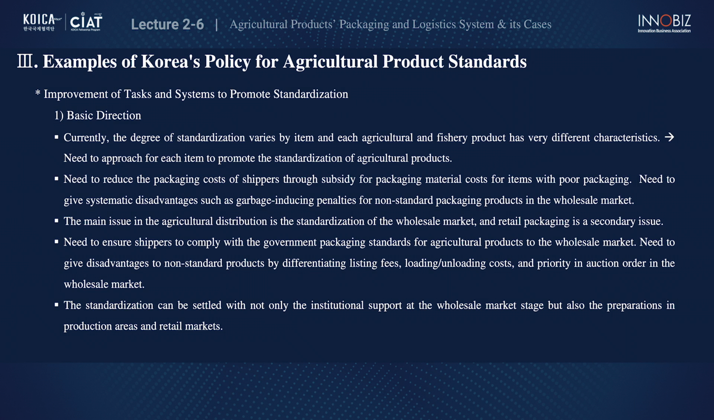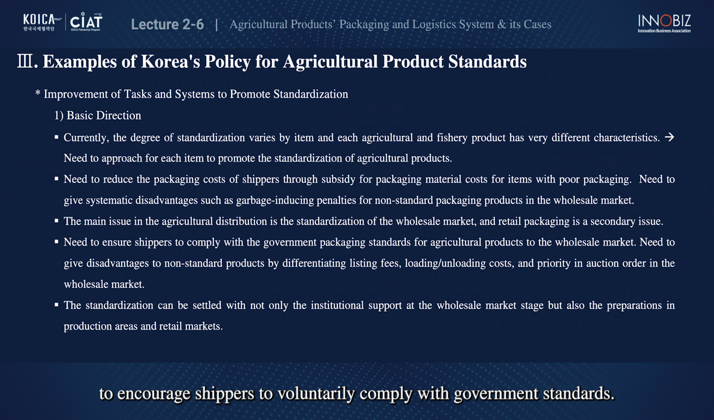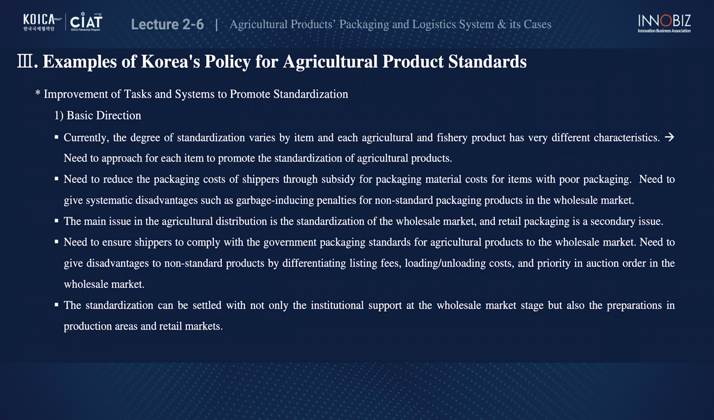You need to make shippers implement government packaging standards and external labeling requirements for agricultural products shipped to the wholesale market for logistics standardization and distribution efficiency. To this end, you need to give disadvantages to non-standard products by differentiating listing fees, loading, unloading costs, and priority in auction orders in the wholesale market. You also need to provide incentives for standardized products to encourage shippers to voluntarily comply with government standards.